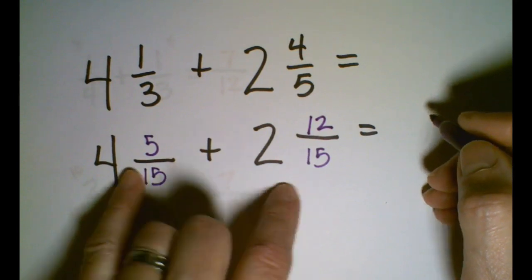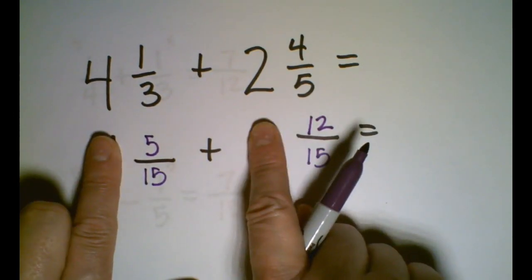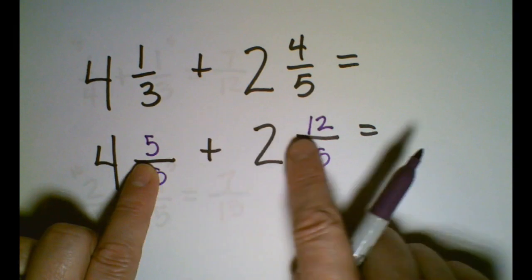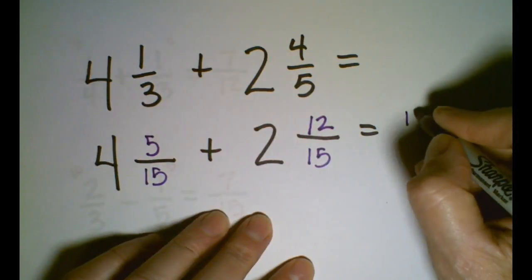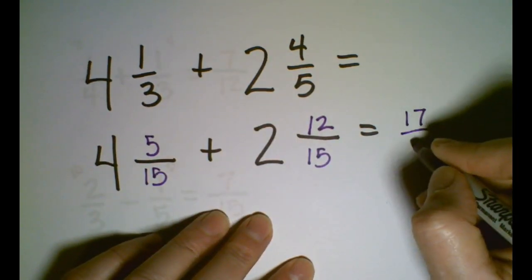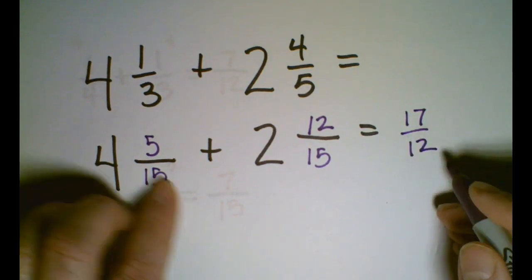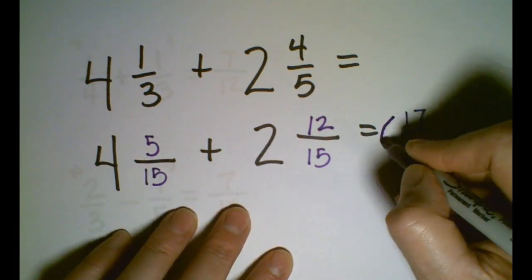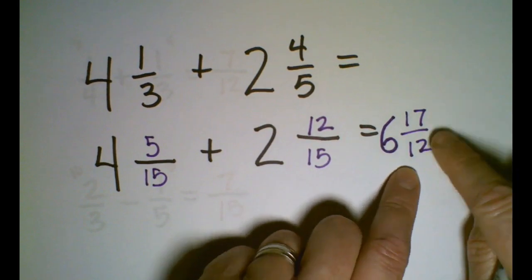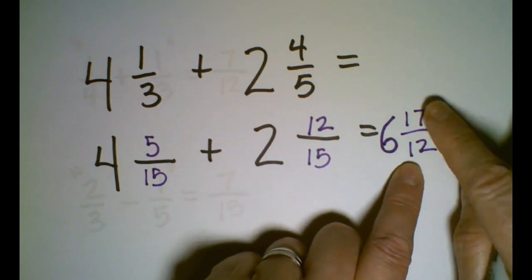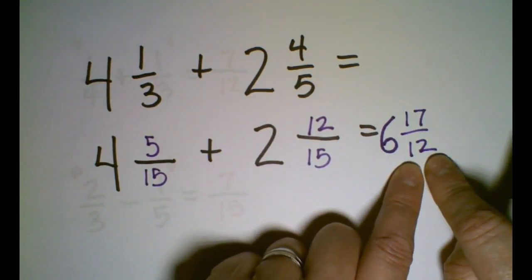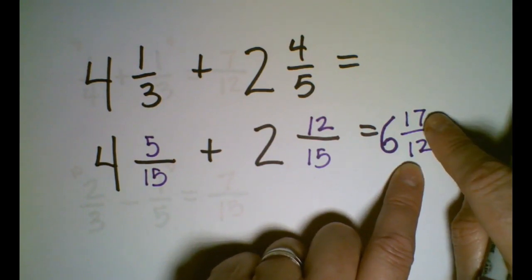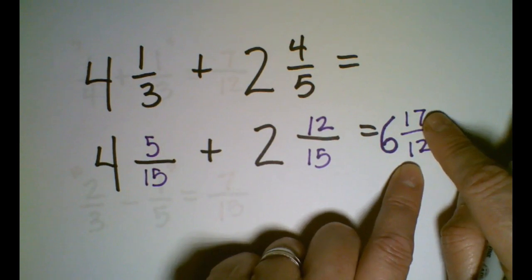Okay, so here I'm just dealing with the fractions for a moment. So 5 plus 12 is 17, and that gives me 17 twelfths, and if I look at my whole numbers now, I can add that 6 in there, but I do have an issue here with 17 over 12 being an improper fraction.